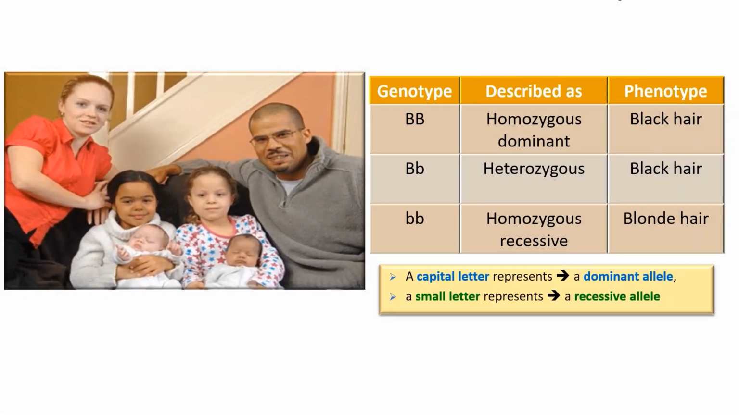By looking at this picture, now let's discuss how it is possible that this mixed race family manages to have two sets of twins with different skin color.